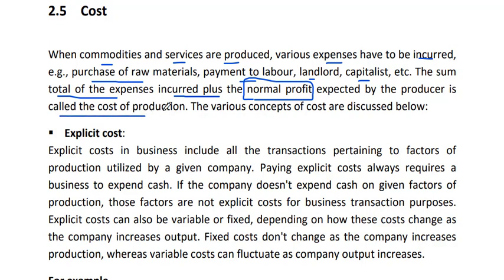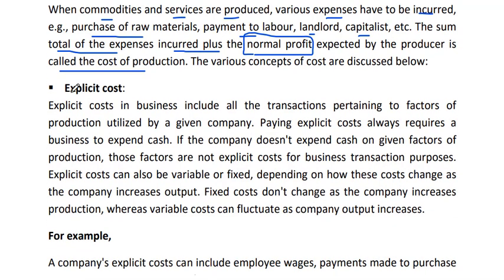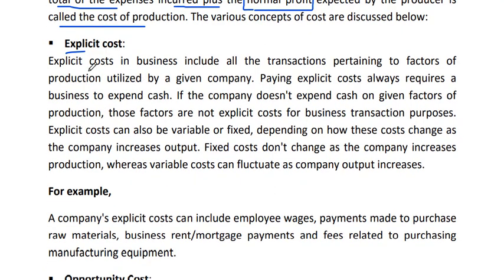Let's see various definitions and the different types of cost. First of all, explicit cost. It's simple. Explicit cost in business includes all the transactions pertaining to the factors of production utilized by a given company. Production is affected by these factors. Let's start with a company example so you can get a better idea.